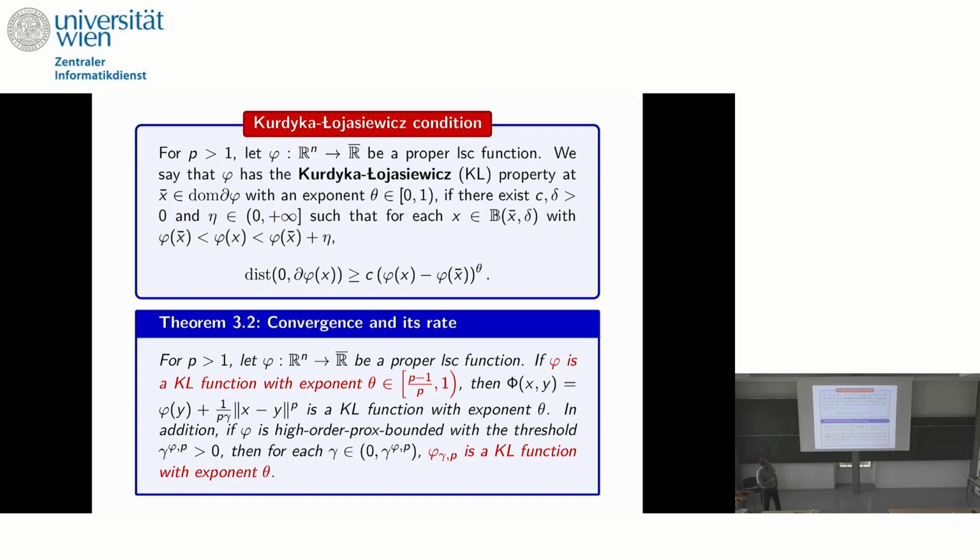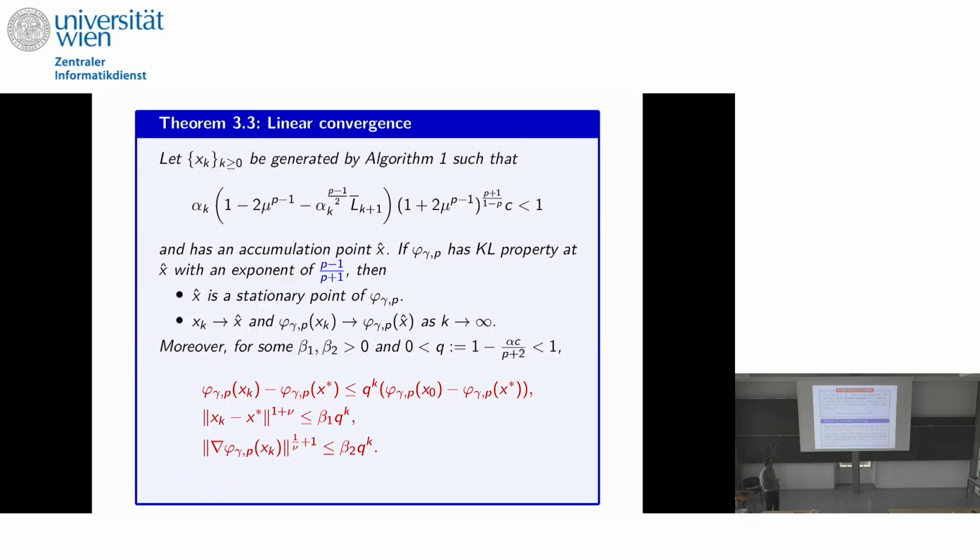Then if I consider the Kurdyka-Łojasiewicz one, fortunately Lee and Pong are here, both of them. If I assume the function phi itself has some exponent for the Kurdyka-Łojasiewicz, and p is between p minus 1 over p and 1, I can show that my envelope function has the same exponent, which is very important, and it is a beautiful work that we followed their line of research.